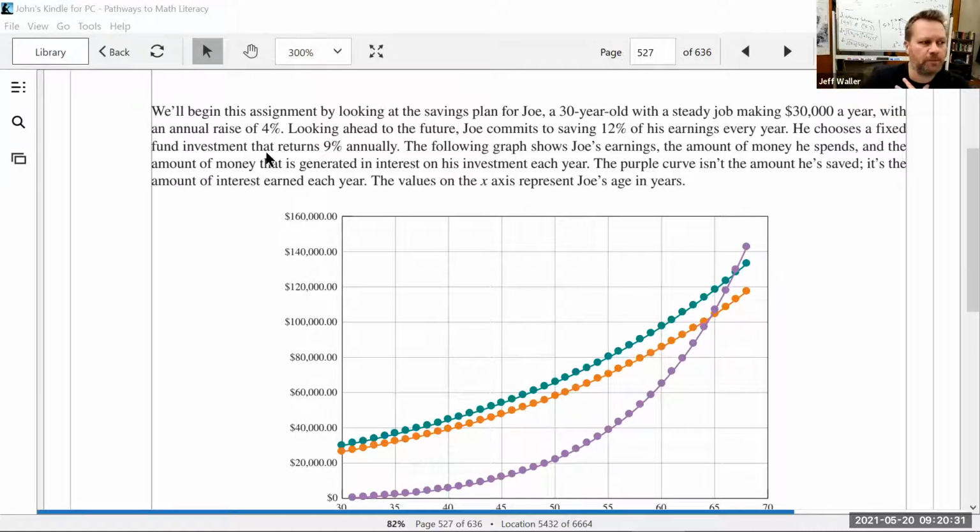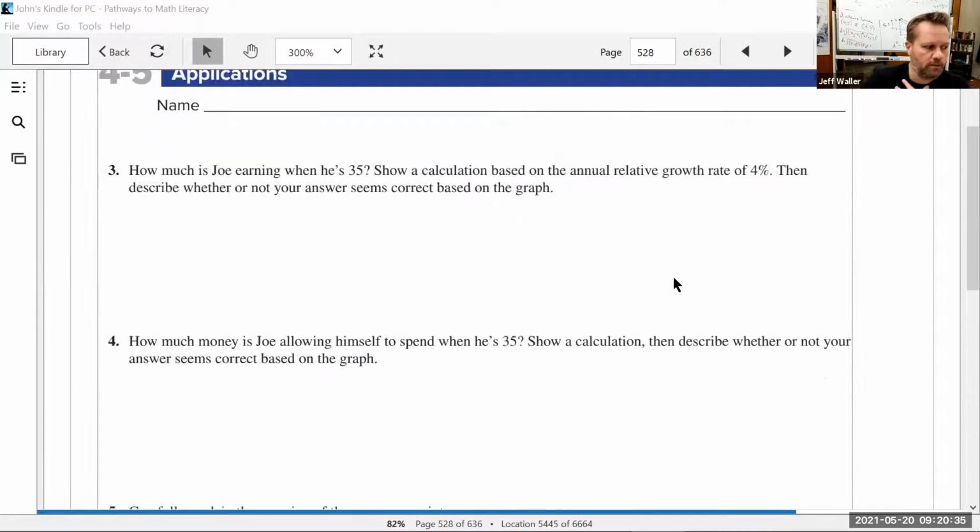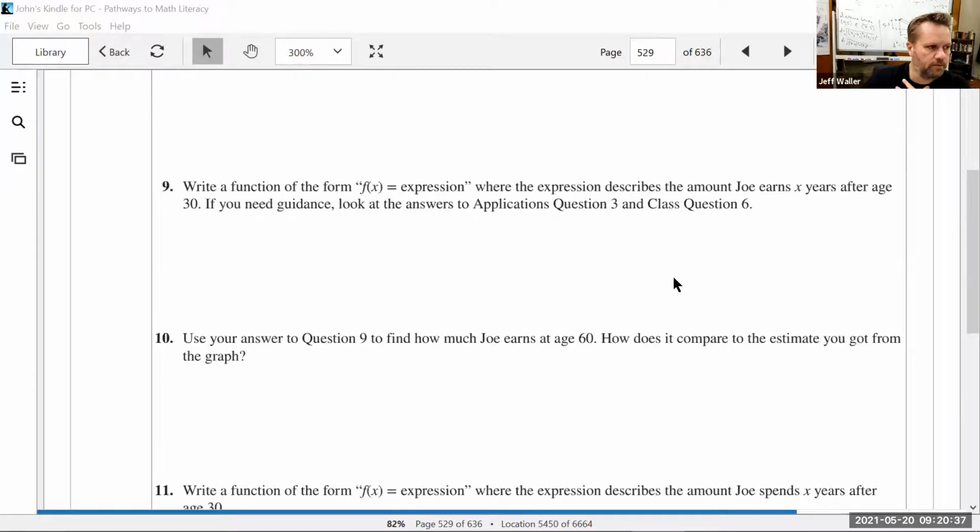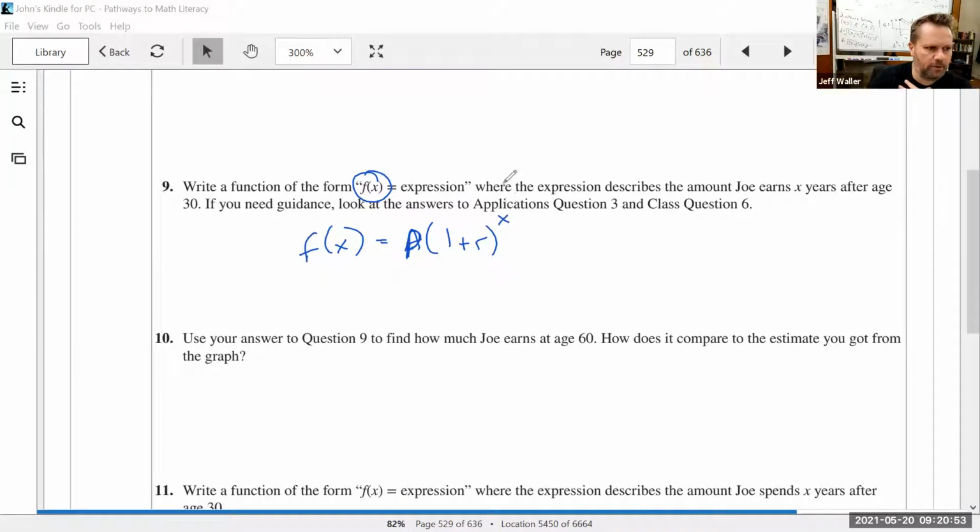4%. Okay. So now you just got to throw it in the right place. Right? So if I want to use their function notation, f of x equals a times 1 plus r to the x. I want to make it x instead of t because they just want me to use x.